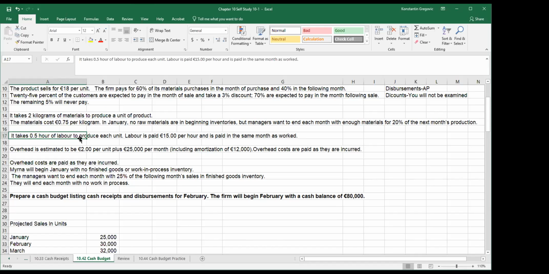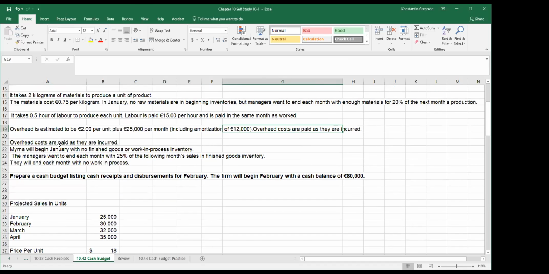We've got 0.5 labor hours to produce each unit. Labor is paid at $15 per hour. Overhead, $2 per unit, $25,000 per month. We also got some amortization and overhead. Overhead costs are paid as they're incurred. Manor will begin January with no finished goods, no work in process inventory. Managers want to end each month with 25% of the following month's sales.